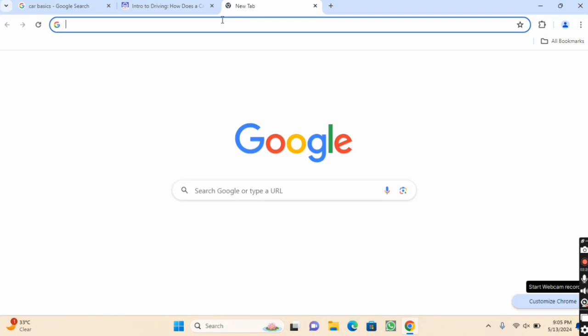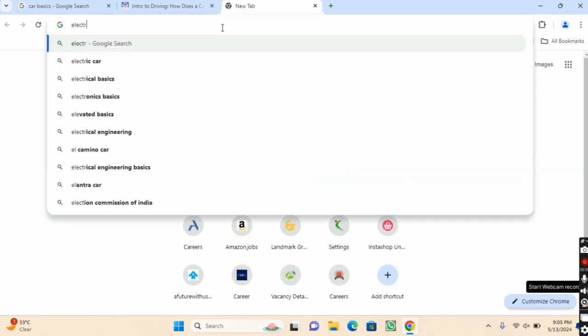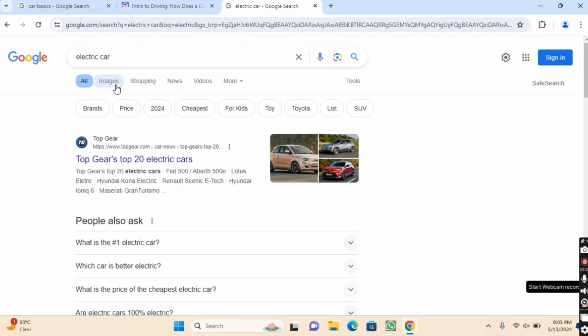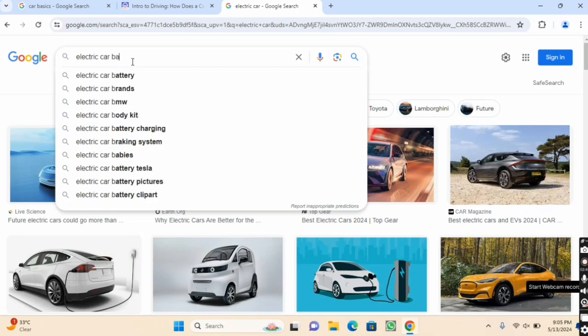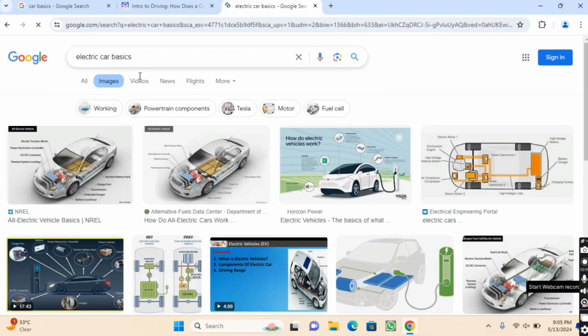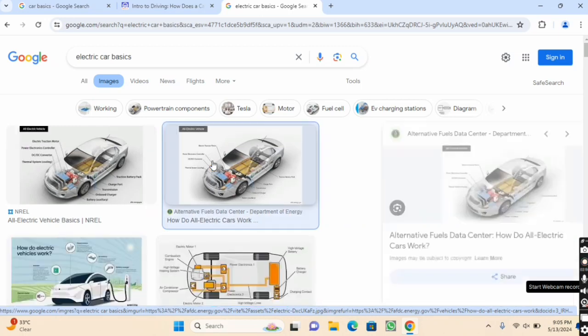Then let's move on to a basic electric car, because electric cars are the future, by the way. Electric cars don't have an internal combustion engine, they just have a battery, a battery pack. Let me get a suitable illustration for the electric cars because it's very, very important.